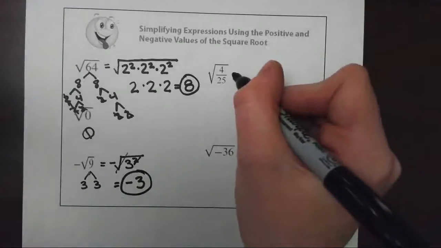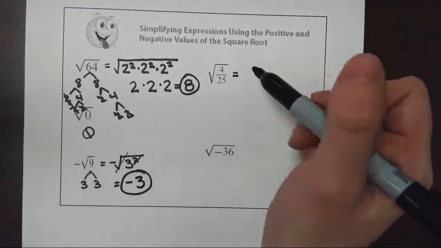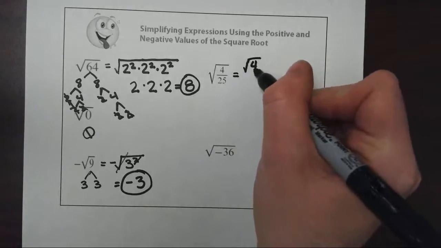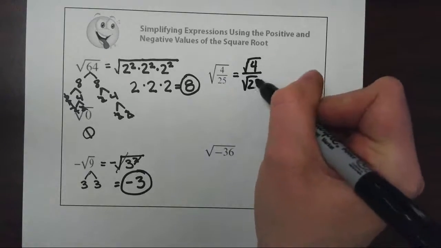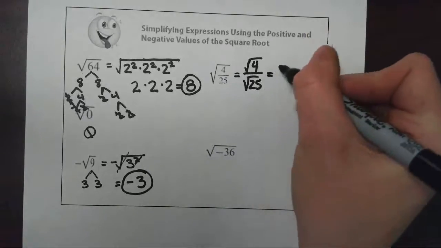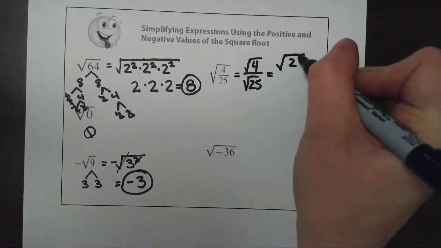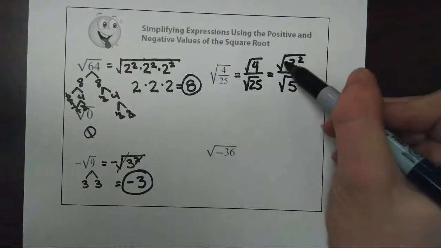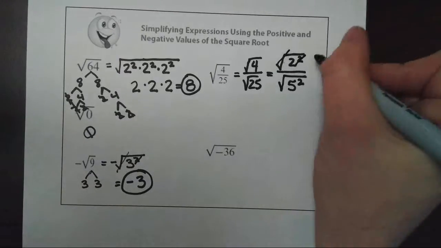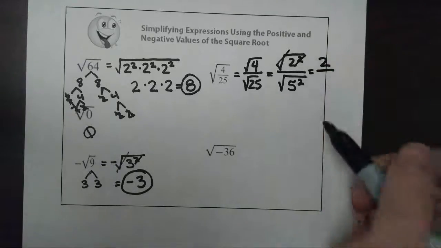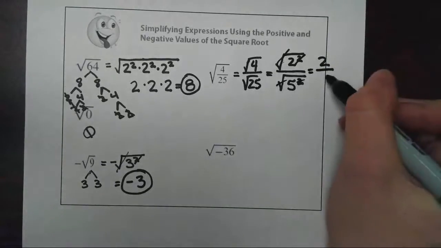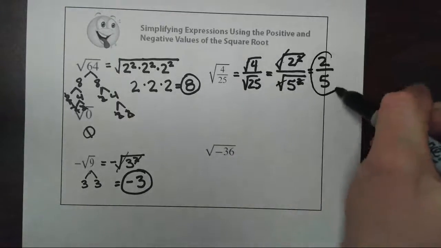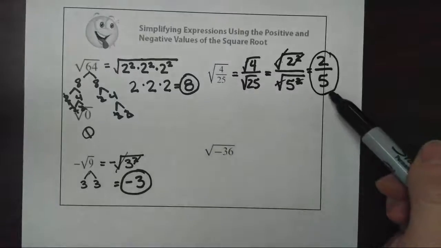Over here, I'm looking for the square root of 4 over 25. Now I can actually separate this fraction into the square root of 4 over the square root of 25. And when I factor these numbers, they become the square root of 2 squared over the square root of 5 squared. My square root and my square cancel each other out. On top, I'm left with 2. And on bottom, square root and squared cancel each other out, and I'm left with 5. So the square root of 4 over 25 is 2 over 5. And that's the principal square root.